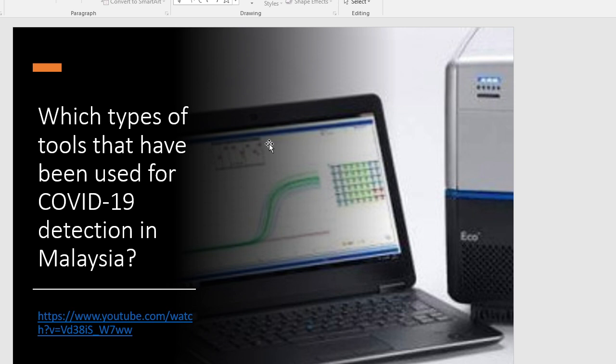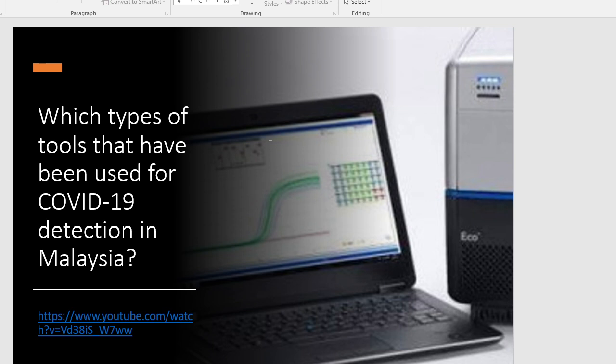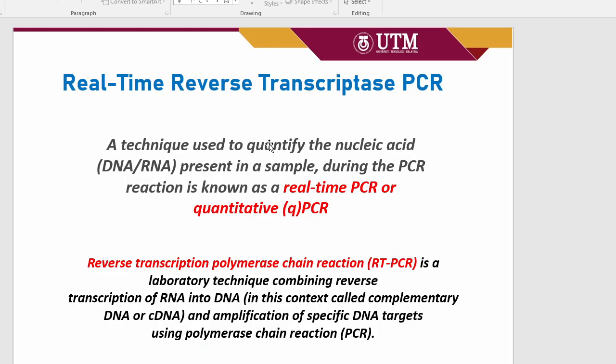Okay, now let us discuss COVID-19. We have a lockdown. How could we detect a virus such as COVID-19, either in Malaysia or in governmental hospitals in Suleimania? We did it by a very sensitive technique called real-time reverse transcriptase PCR.